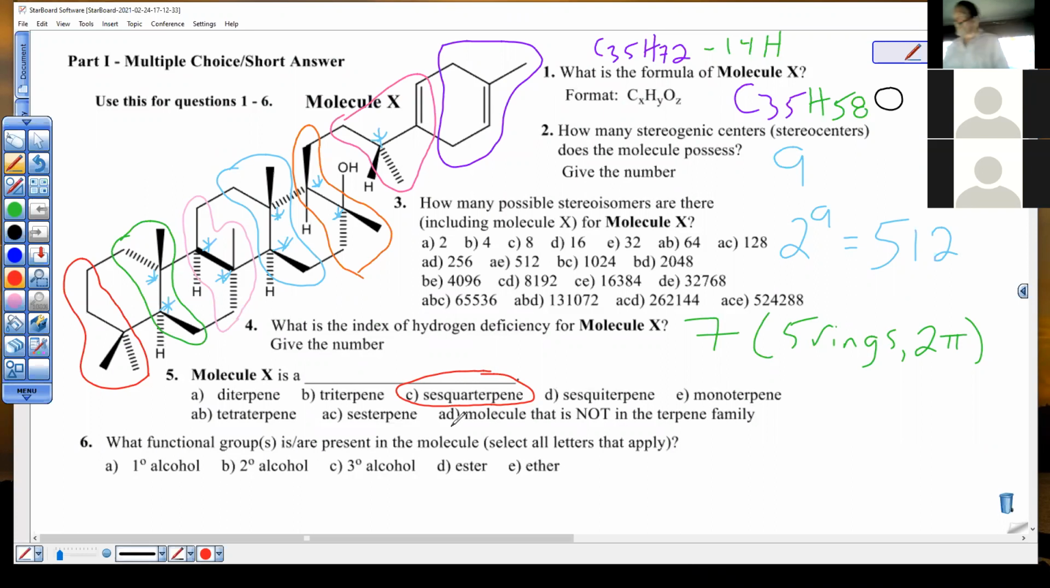Okay, so that's that. And then what functional groups is or are present in the molecule? Select all letters that apply. I believe there's only one functional group at all. And it's this alcohol here on a carbon that has 3 bonds to carbon. It's a tertiary alcohol. And that, in a nutshell, is part 1 for this test.